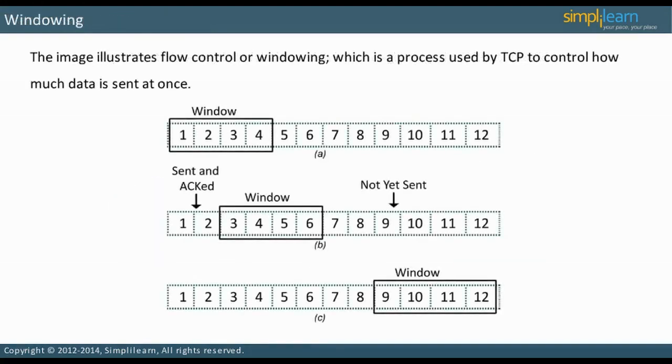The image on the slide illustrates flow control or windowing. This is a process used by TCP to control the amount of data sent at once. TCP uses windowing, also called sliding windowing, to determine the number of segments to transmit simultaneously. If there is a large amount of traffic, the window is made smaller. If the bandwidth is available, the window is increased. The next slide deals with the concept of UDP.